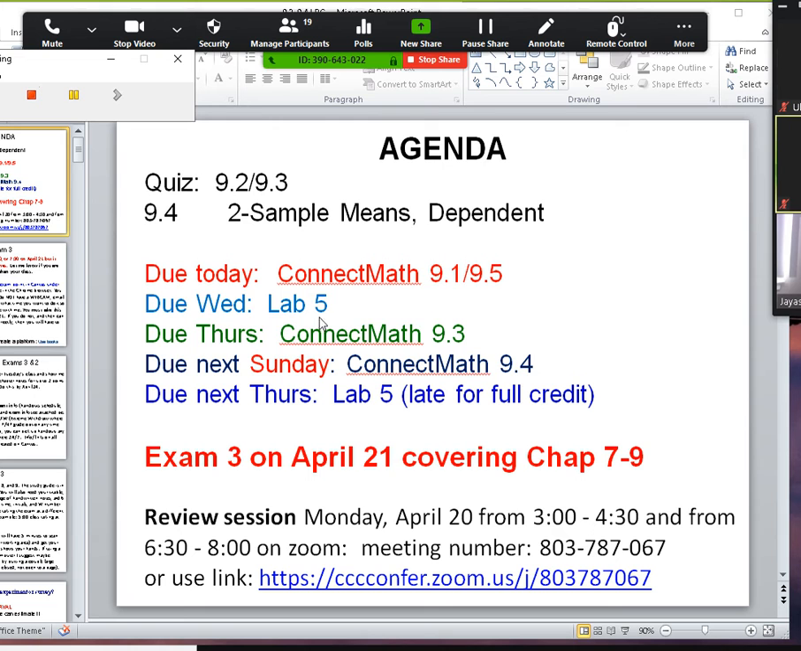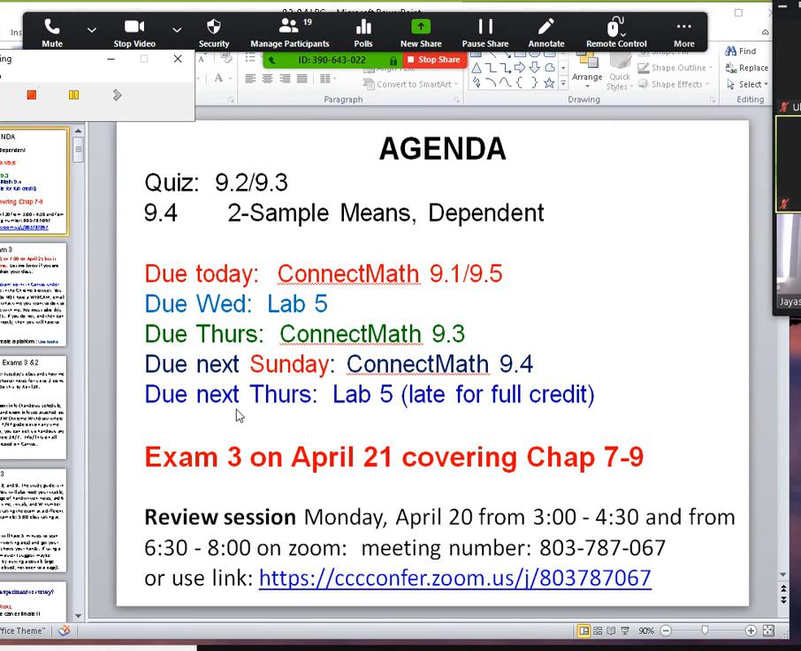For Lab 5, there are 2 pages you need to take pictures of and email me. So email me those 2 pages and also the Excel sheet. You can do them separately. If the Excel sheet is on your computer, just email it to me from the computer, and if you take pictures of the sheets with your phone, you can email me those from your phone, that's fine. And then Thursday you have Connect Math 9.3 due, and then Sunday you have Connect Math 9.4 due. So in 5 days you have the Connect Math 9.4 stuff we're going over today.